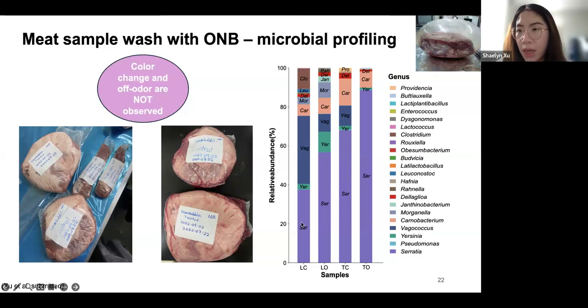The different meat samples also have different microbial profiles. For example, Morganella as well as Clostridium and Leuconostoc were only observed in the leg samples, but absent in the tenderloin samples. Serratia, Carnobacterium, and Yersinia were detected among all 4 meat samples. And the Serratia species in particular has increased after the ozone sanitation compared to the control groups.